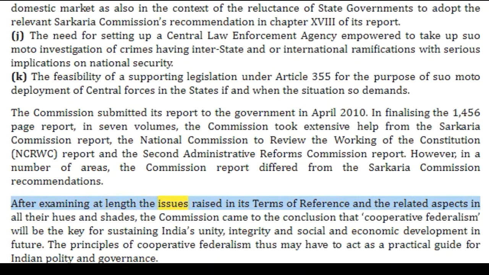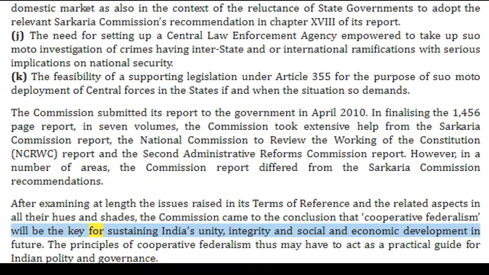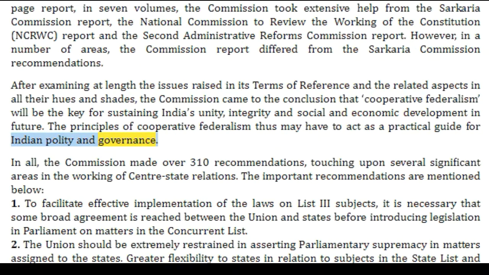After examining at length the issues raised in its terms of reference and the related aspects in all their hues and shades, the Commission came to the conclusion that cooperative federalism will be the key for sustaining India's unity, integrity, and social and economic development in future. The principles of cooperative federalism thus may have to act as a practical guide for Indian polity and governance. In all, the Commission made over 310 recommendations, touching upon several significant areas in the working of center-state relations. The important recommendations are mentioned below.